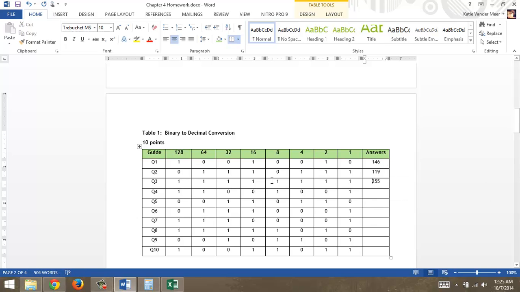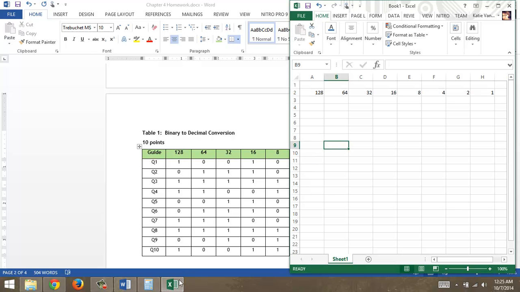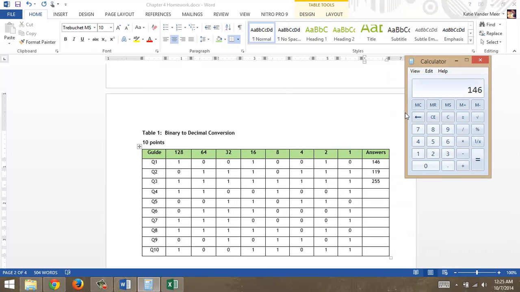Anywhere there's a series of all ones, that's 255. When we go on to question 4, you just go ahead and add up anywhere that there's a 1. So 128 plus 64 plus 8, so 128, 64, 8, and 1.